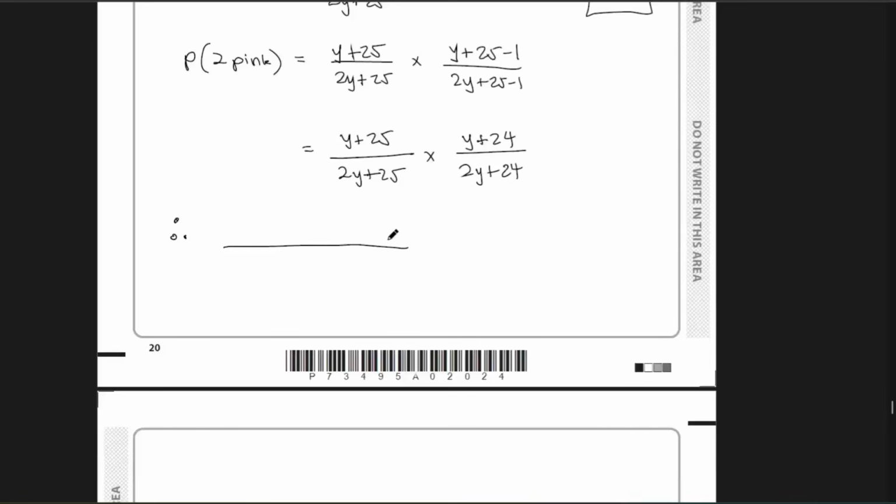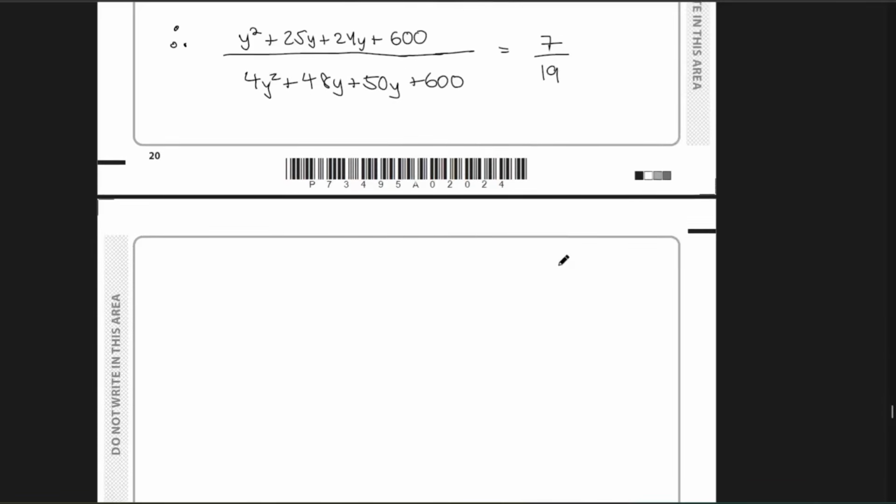The numerator would become y squared plus 25y plus 24y plus 24 times 25. 25 times 24 gives us 600, divided by 2y times 2y is 4y squared. 2y times 24 is 48y. 25 times 2y is 50y. 25 times 24 is 600 again. And this is equal to 7 over 19, the probability that has been given to us. We'll solve this equation from here.